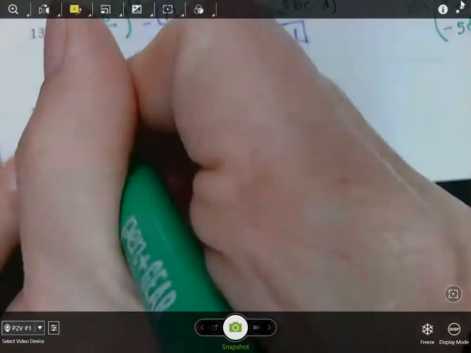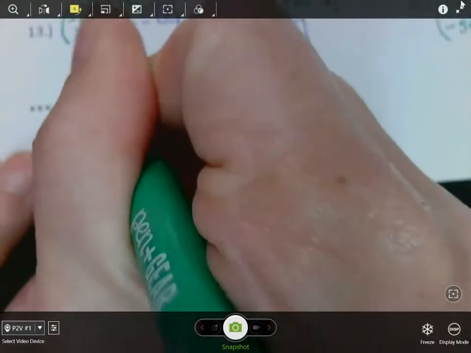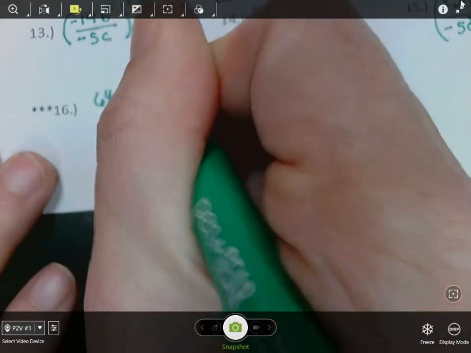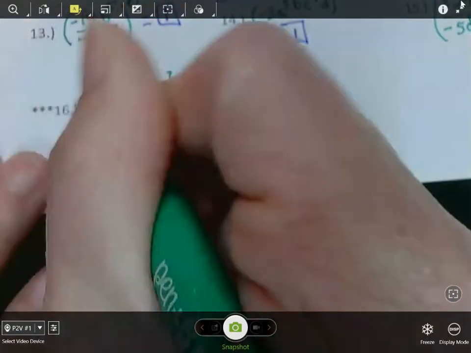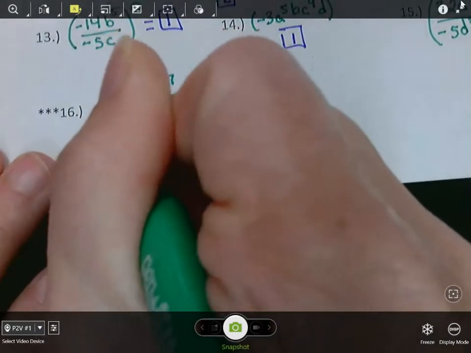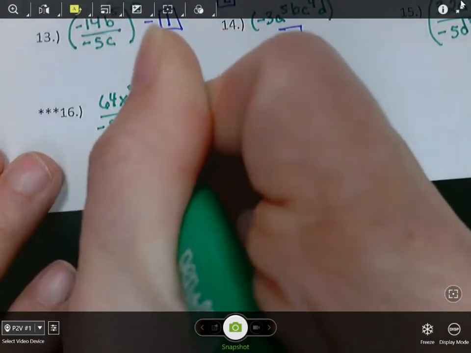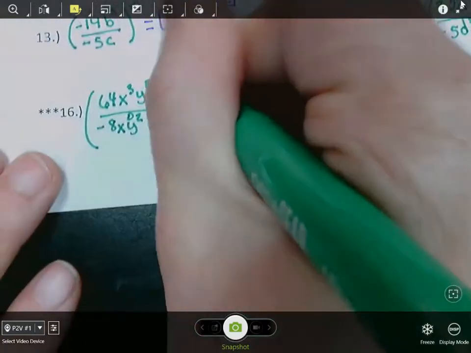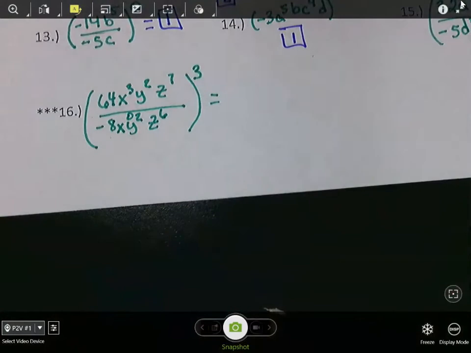You probably writing 64 x to the 3rd y squared z to the 7th over negative 8 x to the 0 y squared z to the 6th, all raised to the 3rd power. Oh, no, you can't do this to us. Oh, I thought you were smart though.